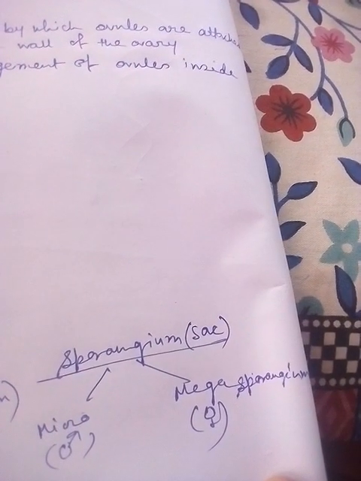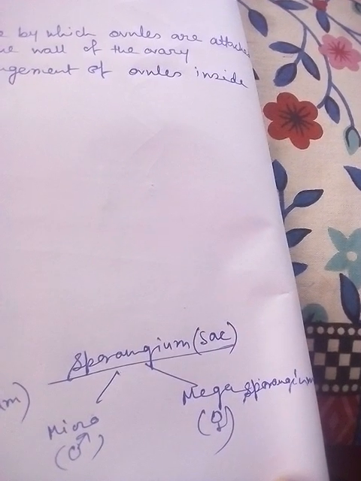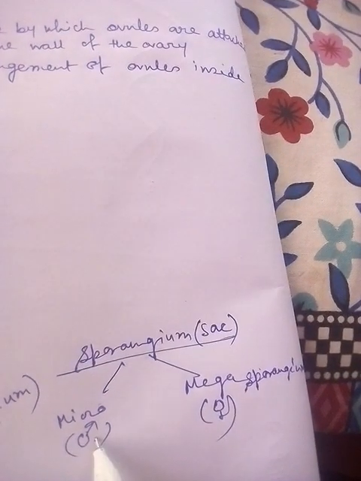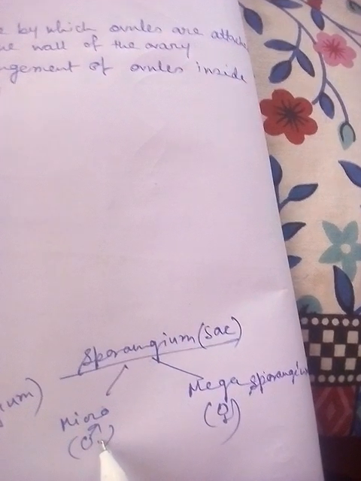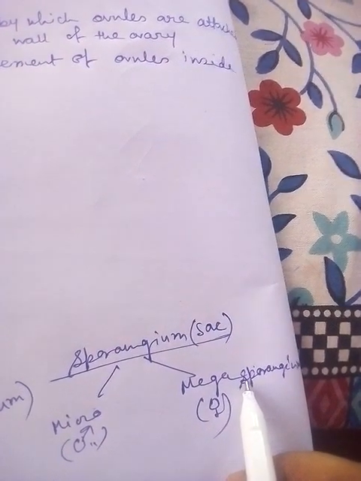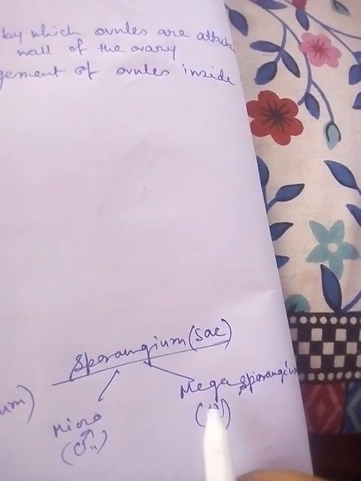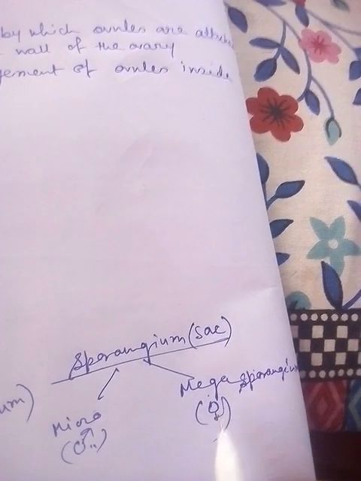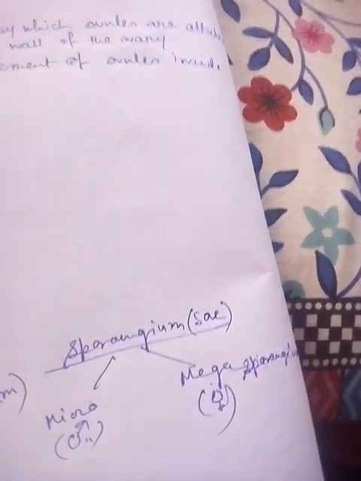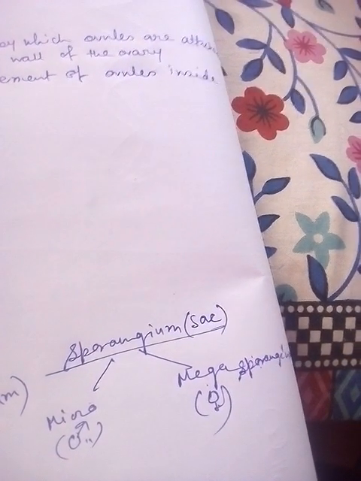Microsporangium means the sporangium in which the microspores or pollen grains are formed, it is male in nature. This is microsporangium. And megasporangium is the spore sac within which the megaspores or female spores are formed. It is megasporangium, female in nature, and within the megasporangium, megaspores or female spores are formed.